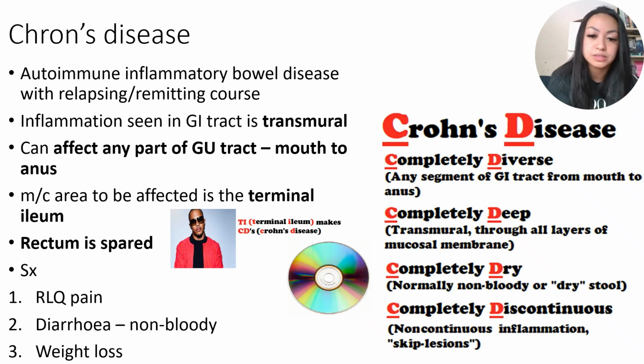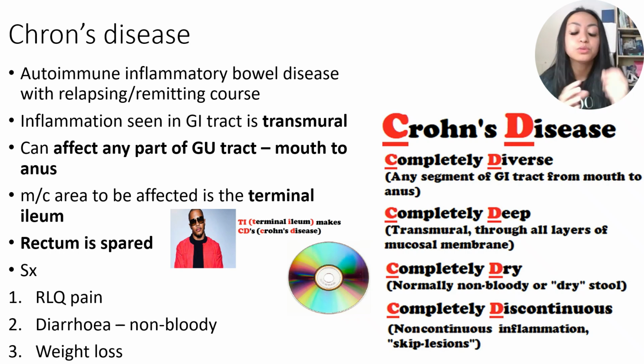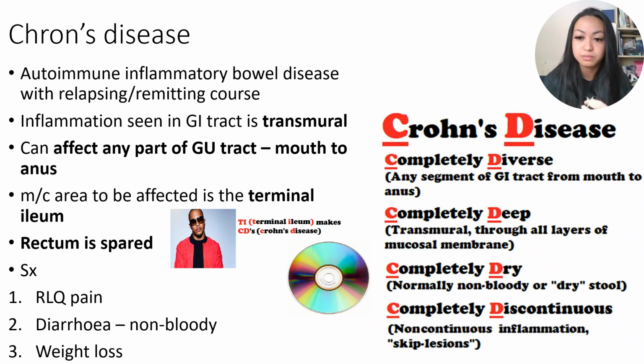So Crohn's disease, the inflammation in the GI tract is usually transmural. Okay, transmural meaning affecting all layers of the bowel, the GI tract. It's not limited only to the mucosa and submucosa. So in the case of ulcerative colitis, the inflammation is limited only to the mucosa and the submucosa. With Crohn's, the inflammation is transmural, okay? Transmural.